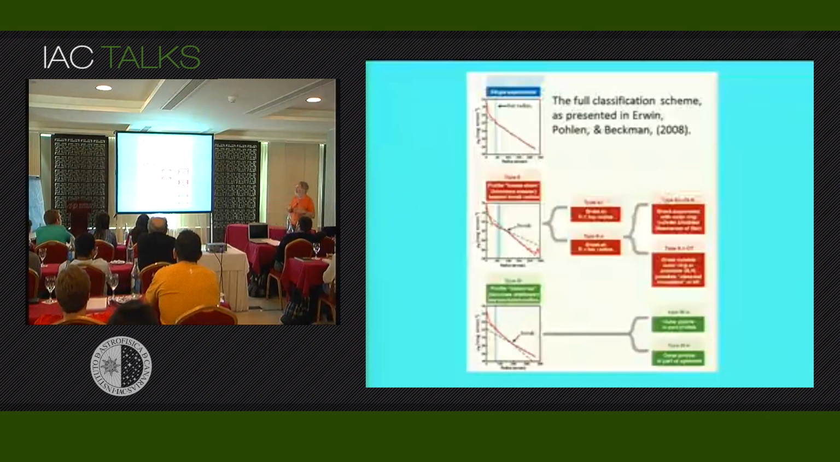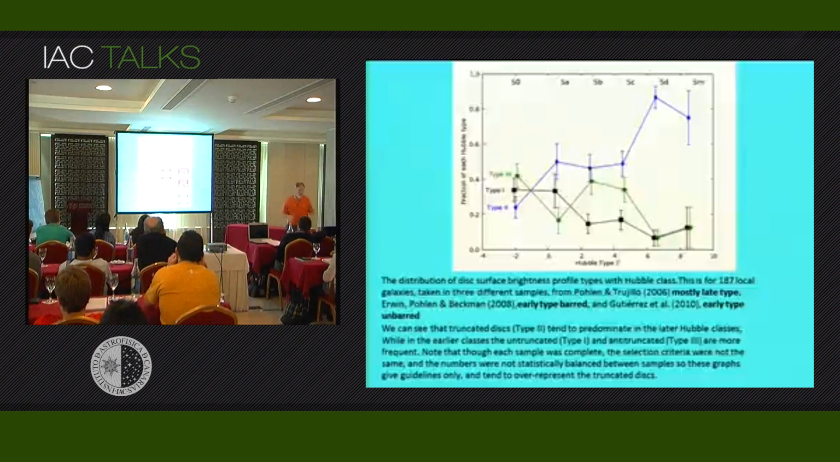The type 2s, we found some which seemed to be related to the bars and to the ring structure associated with the bars. In other words, that these were caused by resonance. In others, we didn't find that. And as I said, with the type 3s, some we found that were disky and some we found that were more spheroidal. And we also found that there's a variation with Hubble type in the proportions of these different profiles. So the truncations, the type 2s, dominate in later type galaxies.